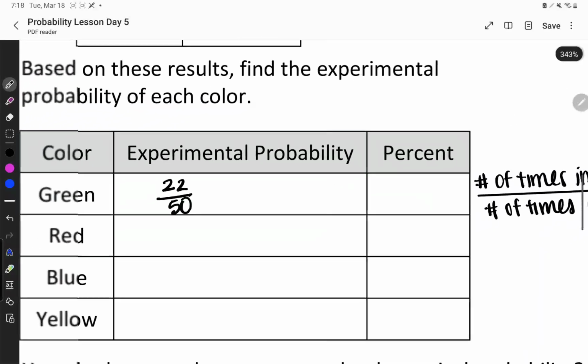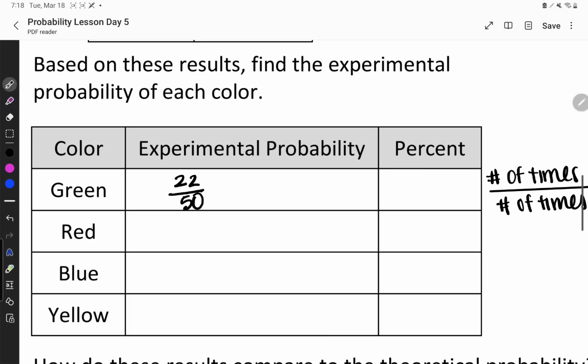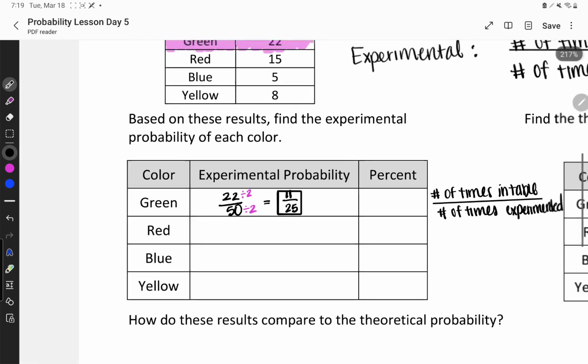I'm not actually going to have us turn this into a percent. To turn it into a percent, we would just divide it and then multiply it by 100. But I'm not going to do that here. Instead, we're just going to simplify. So 22 and 50 are both divisible by 2 because they're both even numbers. 22 divided by 2 is 11, and 50 divided by 2 is 25. So there's my experimental probability for that.